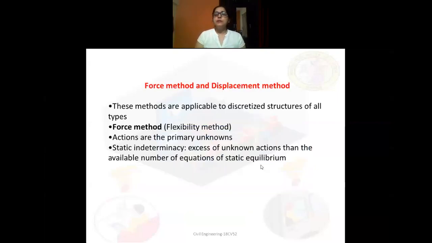So, as I told you, in matrix analysis we have two methods. One is the force method and the other is the displacement method. These methods are applicable to discretized structures of all types. So here in the force method, as I told you in the previous slide, which is also called the flexibility method, the actions are primary unknowns, that is, forces are the primary unknowns. Here static indeterminacy, that is, excess of unknown actions over the available number of equations of static equilibrium, makes the structure statically indeterminate.